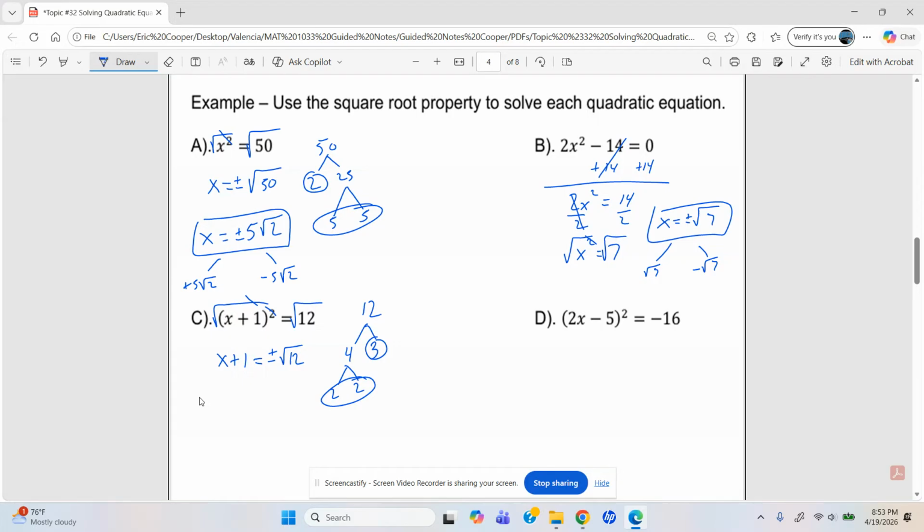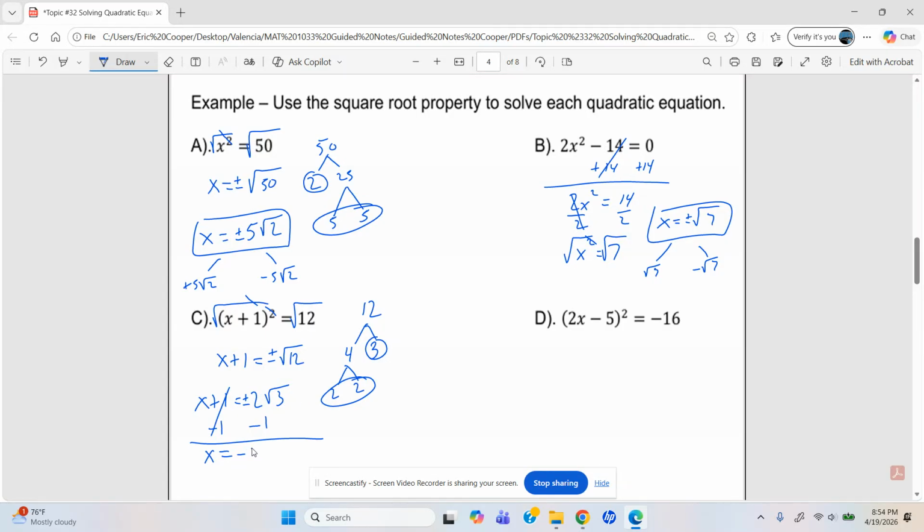So really, this is x plus 1 equals plus or minus 2 square root of 3. Now my job is to get x by itself. I have a positive 1 here. I'm going to subtract it to the other side. I have x equals, this negative 1 will not combine with this 2 because this 2 is attached to the square root of 3.